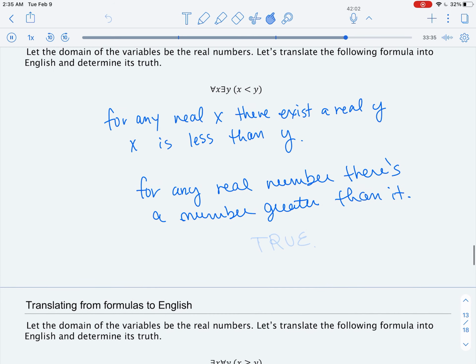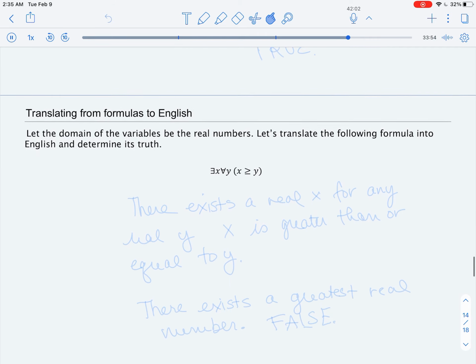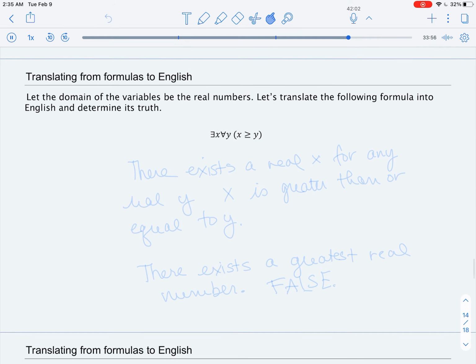So when we negate this statement, the for any x will become there exists, and there exists y becomes for any, and then x less than y will become x greater than or equal to y. So let's look at that now. And once again, the domain of the variables are the reals. And let's first translate this in our awkward translation.